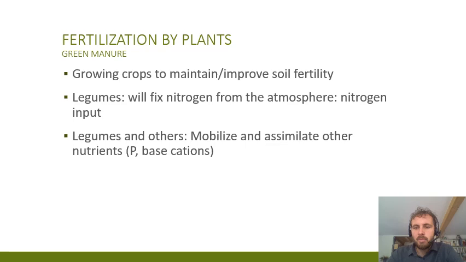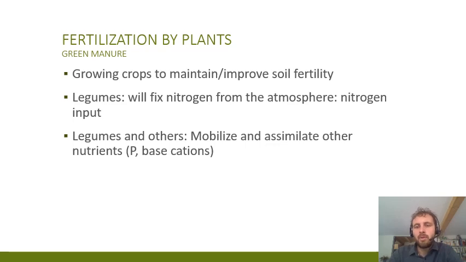Okay, so that was it about the mineral fertilization. Now we will talk about fertilization by plants, so-called green manure. The idea of green manure is to grow crops to maintain and improve soil fertility.